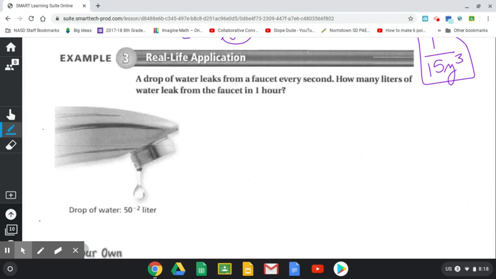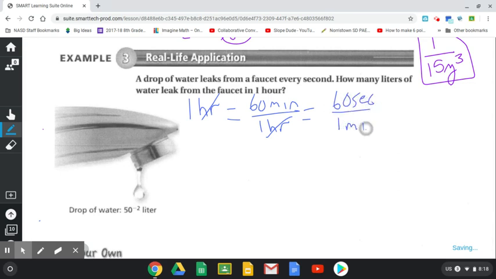So to do that, remember when we did this earlier in the year, we had 1 hour when we want to cancel things out. So we know there's 60 minutes in 1 hour, and we can cross the hours out. And then we know that there are 60 seconds in 1 minute. And then we can cross the minutes out. So now we only have seconds left. So 60 times 60 is 3,600 seconds.